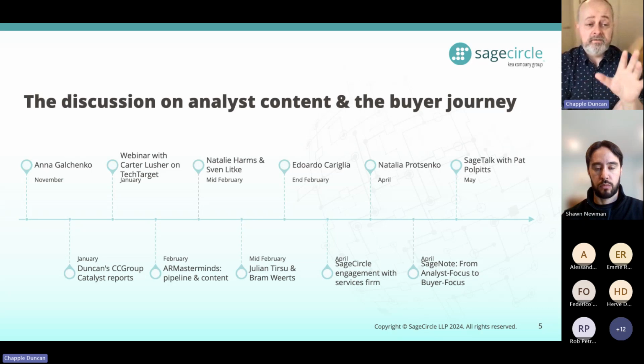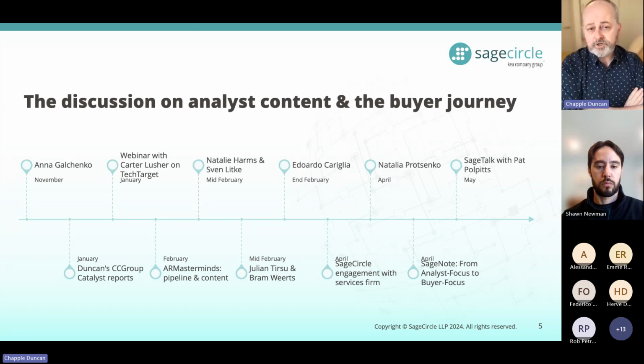And so I just want to give a little nod to the various people who've been involved in this process, especially Carter Lusher. The acquisition of TechTarget by Informa Group really opened up a whole series of strategy conversations in analyst firms about how far do they want to be explicitly putting sales enablement, pipeline, education at the middle of their business model. And that's something that many practitioners have been speaking about, including the Sage talk that I did last week with Pat Pulpitz on the topic.